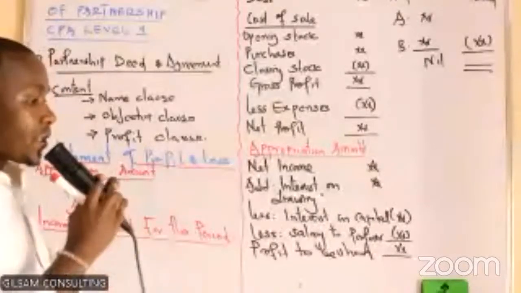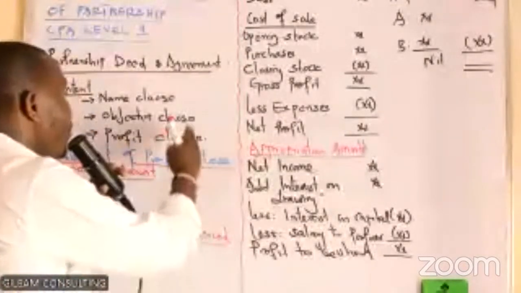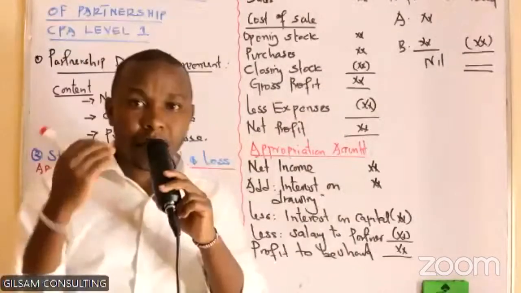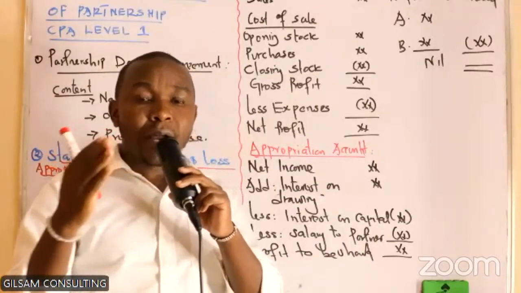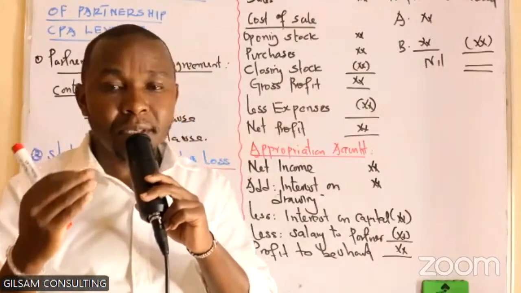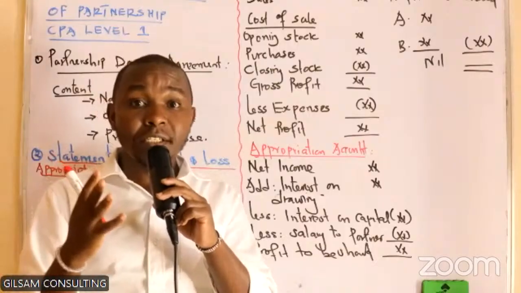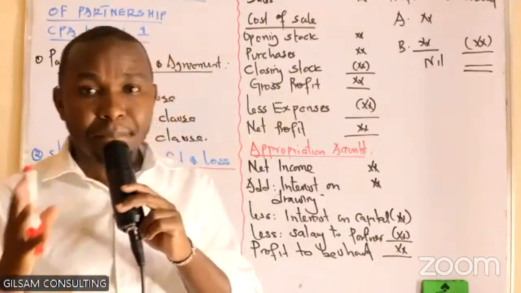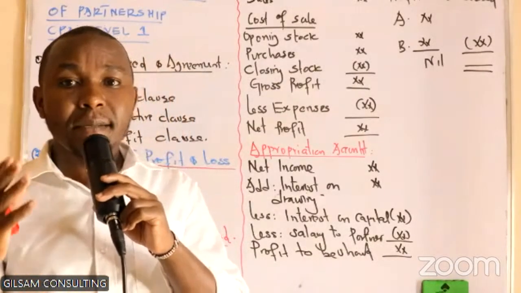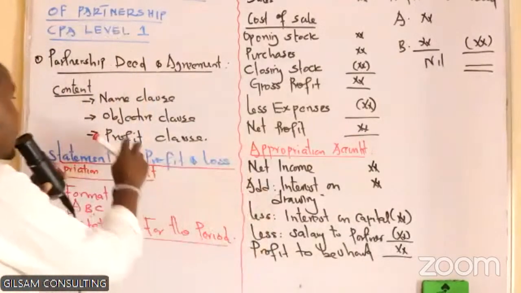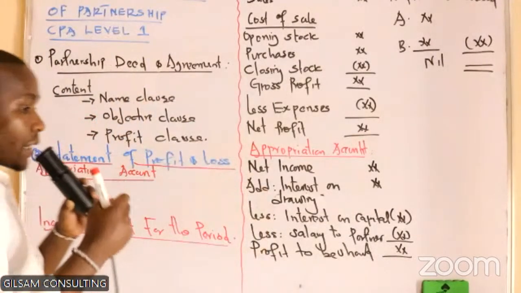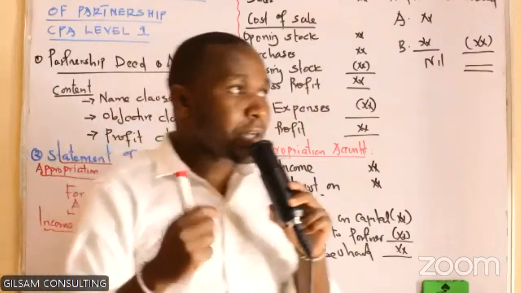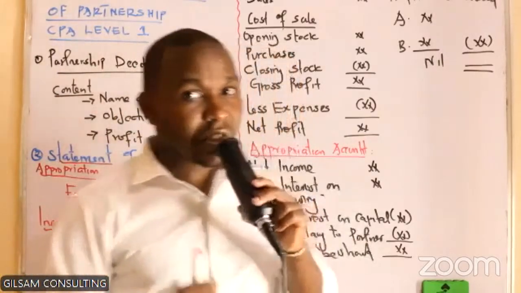So the profit sharing ratio will be governed here. We have also the objective clause. For you to come into business, there must be a main objective. Why are you coming to form a partnership? To pursue the same goal. That's why we say this is the objective clause: the main purpose of starting that partnership business.